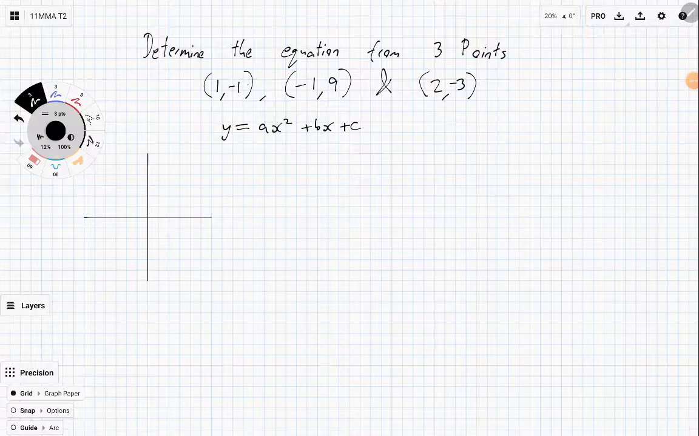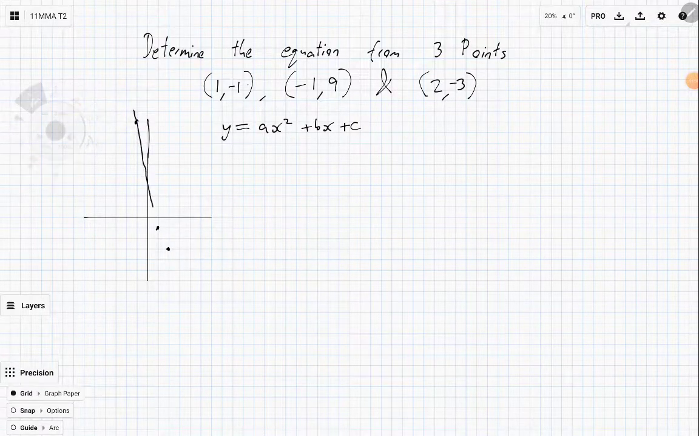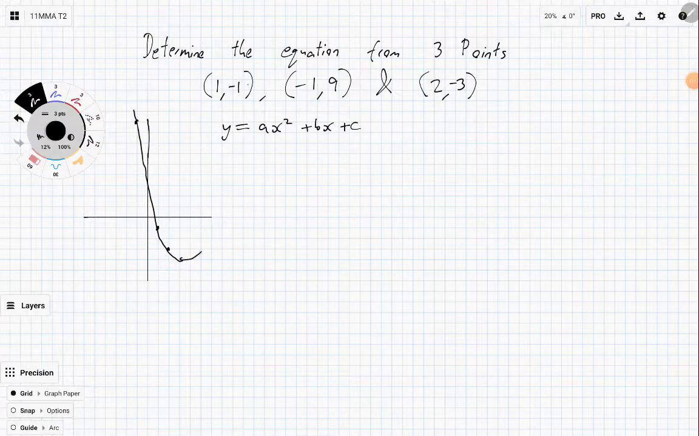So we've got 2, -3, that's this point down here. We've got -1, 9, so it's going to be a point up here. 5, 6, 7, 8, 9. Look at that, perfect. And we've got 1, -1. And so we're not really sure exactly what it's going to look like. It could be something looking like this.